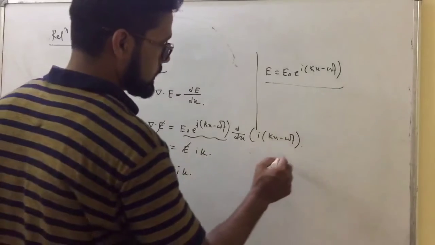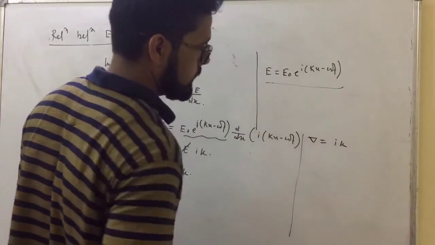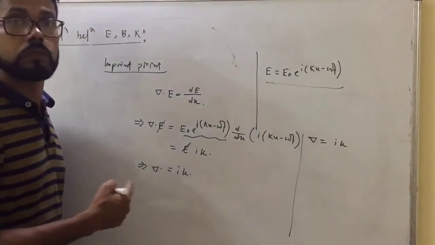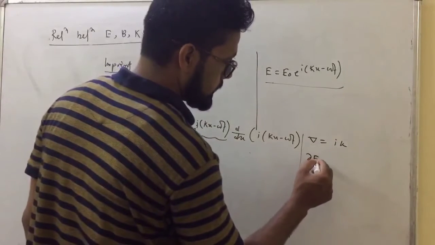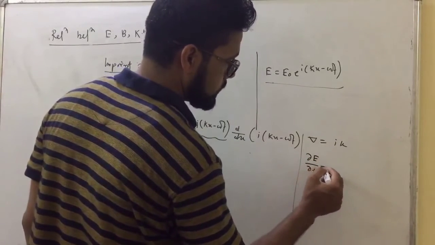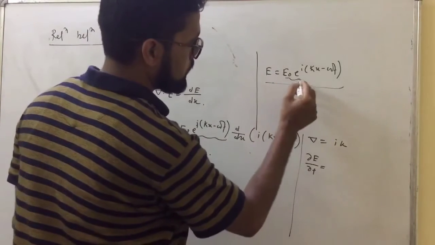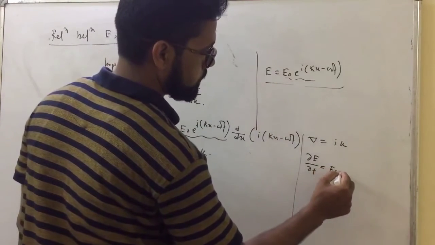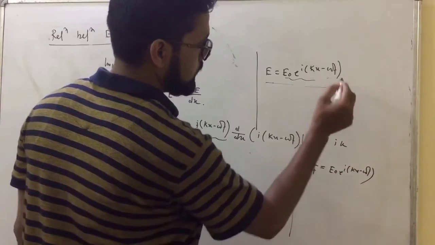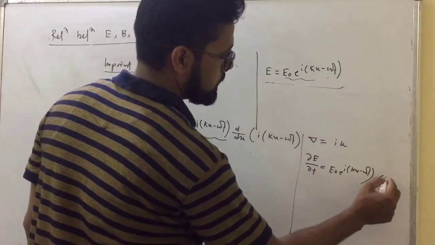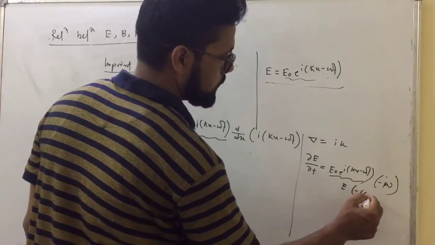Similarly, del equals, I have already found out, i k. This is a short term. How to reduce your time in exam. So similarly, if I take del E by del t, equal to how much? If you take the derivative with respect to time, the whole term will come out, E naught e to the power i(kx minus omega t), then minus i omega. And this becomes E into minus i omega.